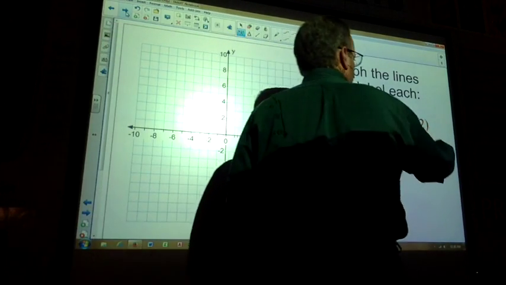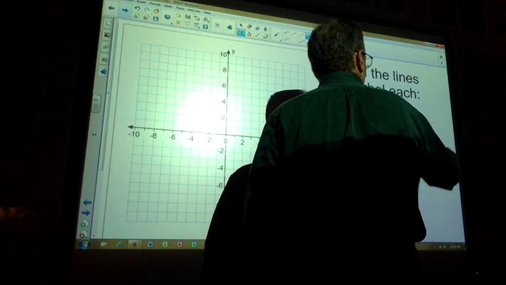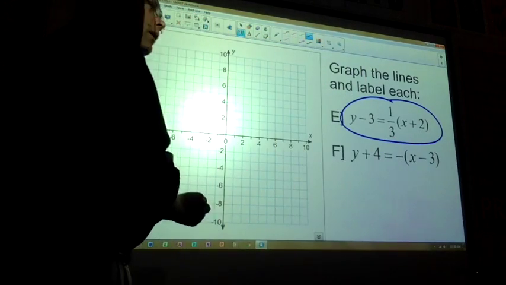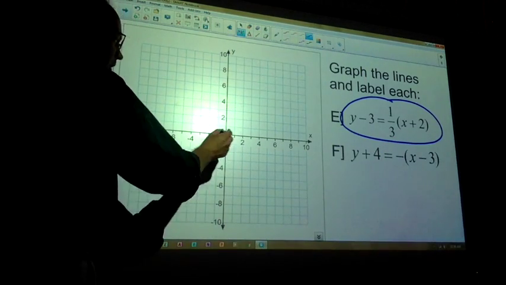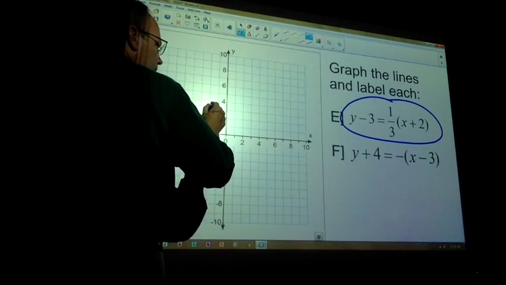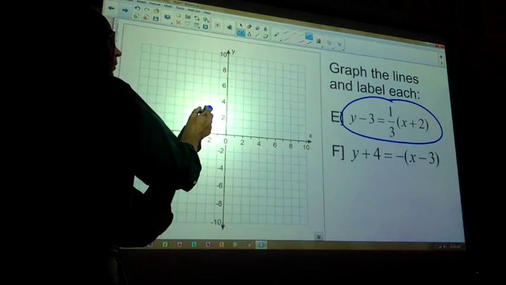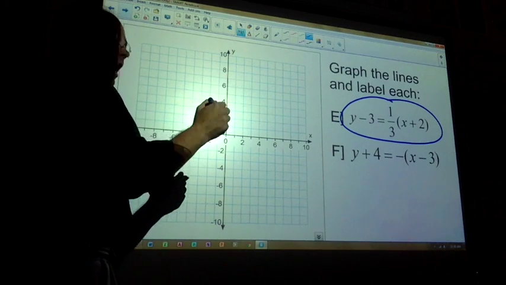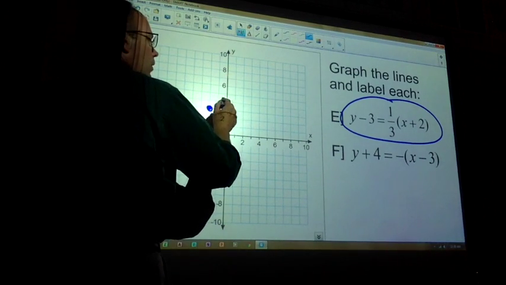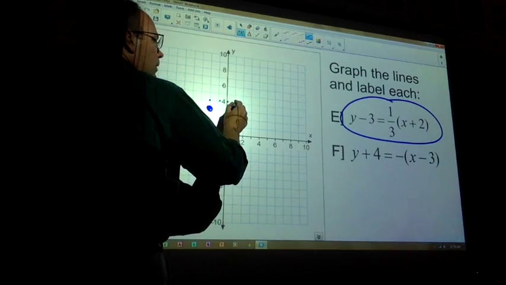So what's the point that comes out of this one? What's my point? -2, +3. Always opposite. And then we have a slope of 1/3: up 1 and then 1, 2, 3 over.